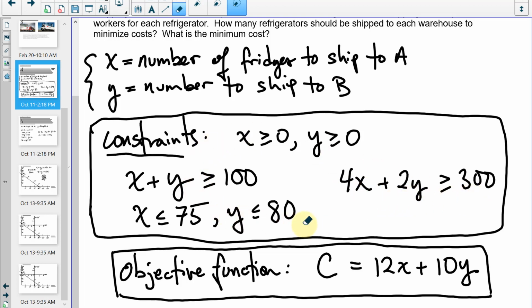You only need to graph the constraints. You generally don't graph the objective function. You might see somebody graphing it for the purpose of explaining why the whole thing actually works, but when you're just trying to get to the answer, you'll never actually graph the objective function as part of the linear programming method. So you don't graph this one. Just one more here, 4x plus 2y greater than or equal to 300.